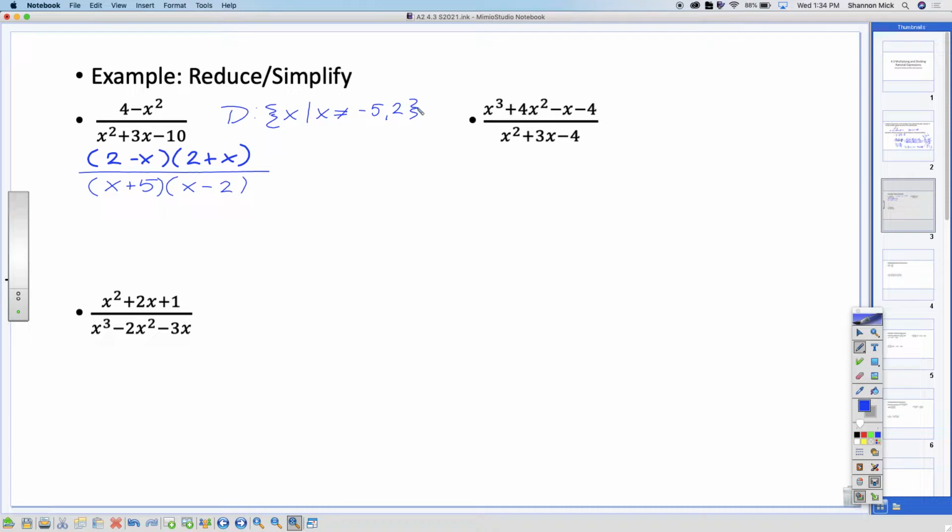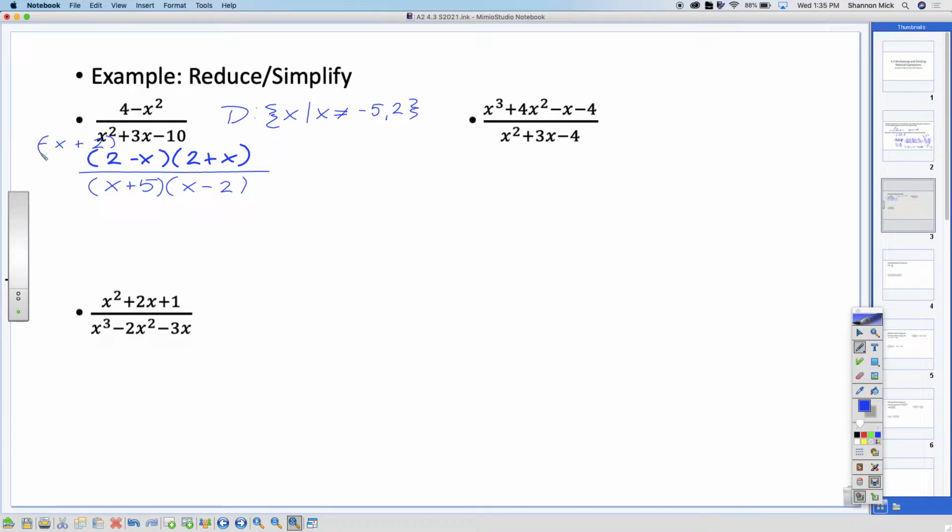So, does anything reduce? No, because 2 minus x and x minus 2 are two different things, aren't they? Yeah. But can I move things around? Can I switch the terms in the quantity? Yeah, but you have to do something special with the sign. I can do this, yes?